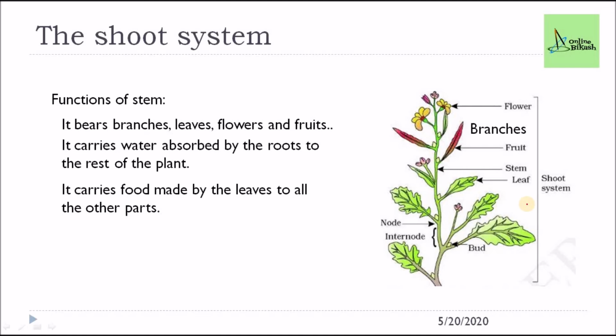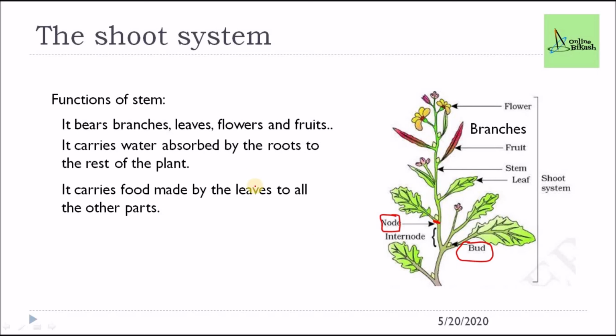Here I will not discuss the flower or branch or fruit or stem or leaf, but I will discuss the bud. This bud will grow into a branch. And node means this point, this joining where a new leaf or a new branch grows. This point is called a node. And usually the bud grows at the node only.